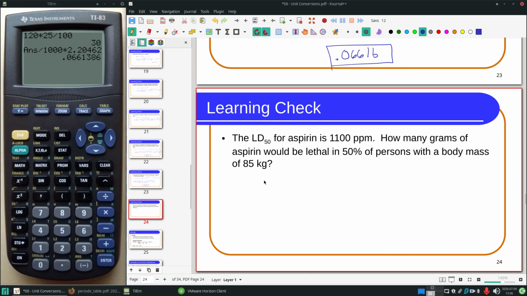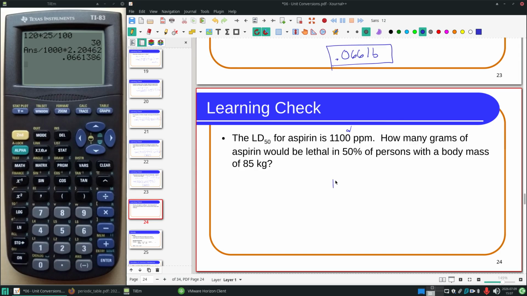All right. LD50 for aspirin is 1100 ppm. How many grams of aspirin would it be lethal to 50% of persons with a body mass of 85 kilograms? All right. I'm going to expand this as a conversion factor. Now, plenty of places show it with a change in the unit to micrograms and whatnot. I'm going to do it more like an actual mass.